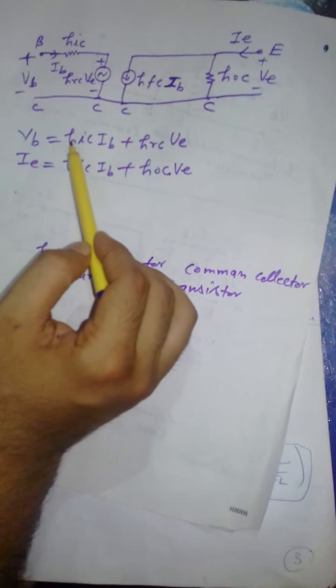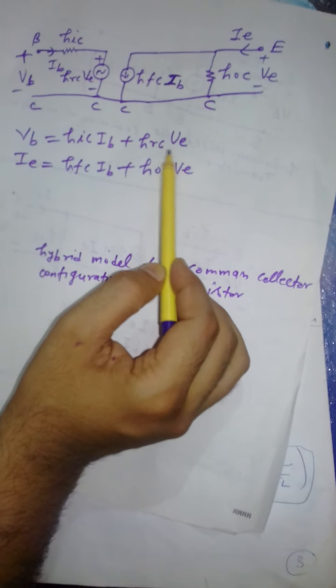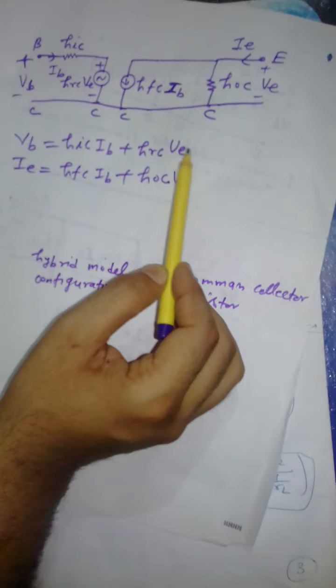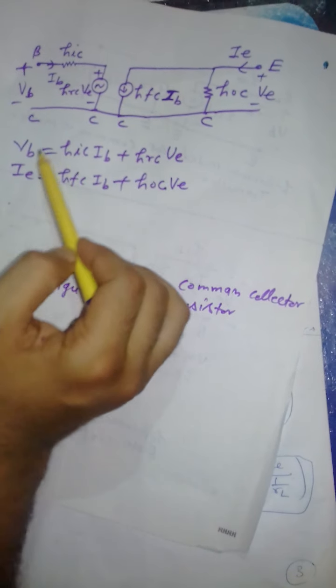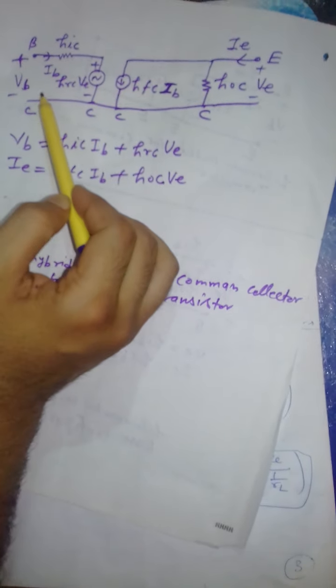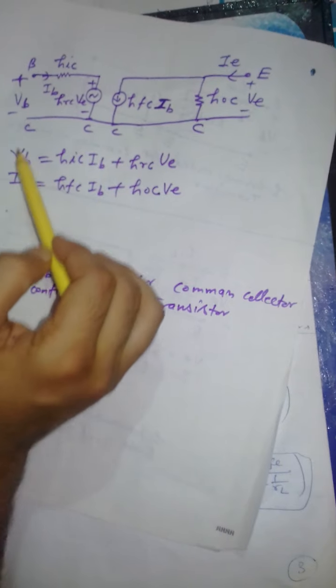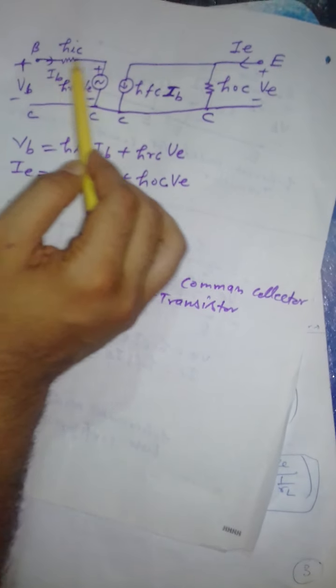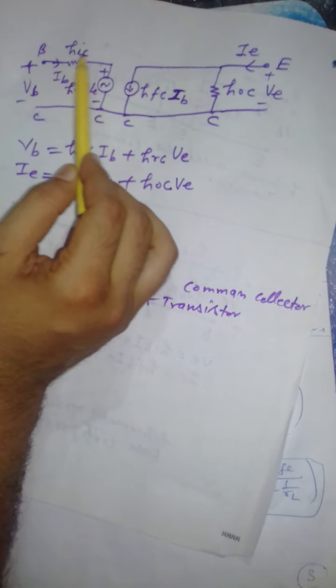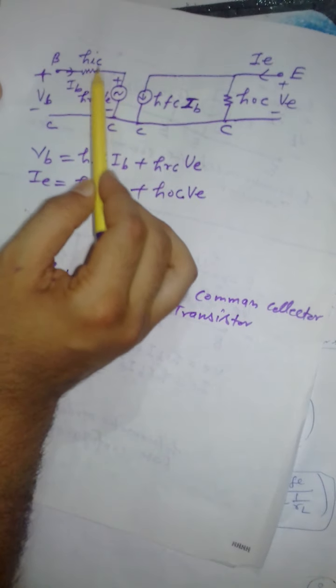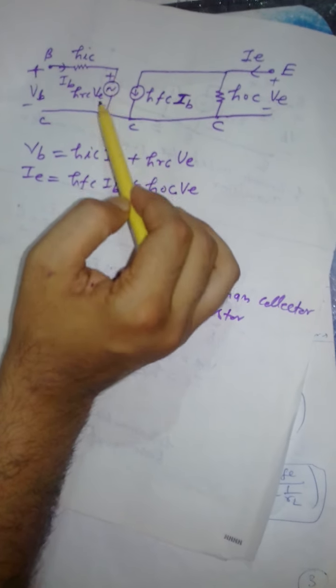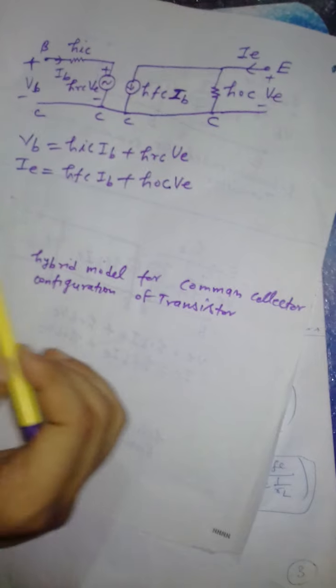So VB is equal to HIC IB plus HRC VE. You can get this equation by applying KVL in this loop. So this will be a series circuit. See here, HIC IB will be the voltage drop in this impedance, in series with this voltage source HRC VE.